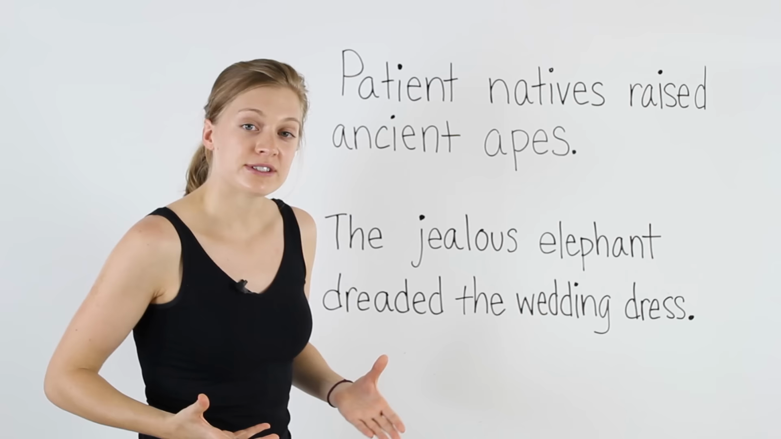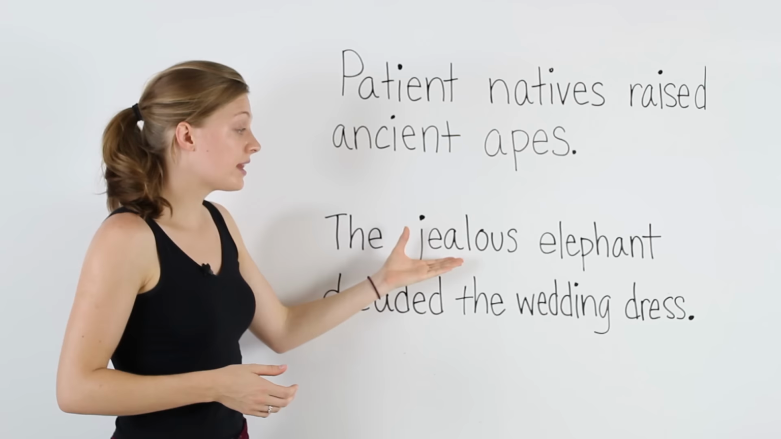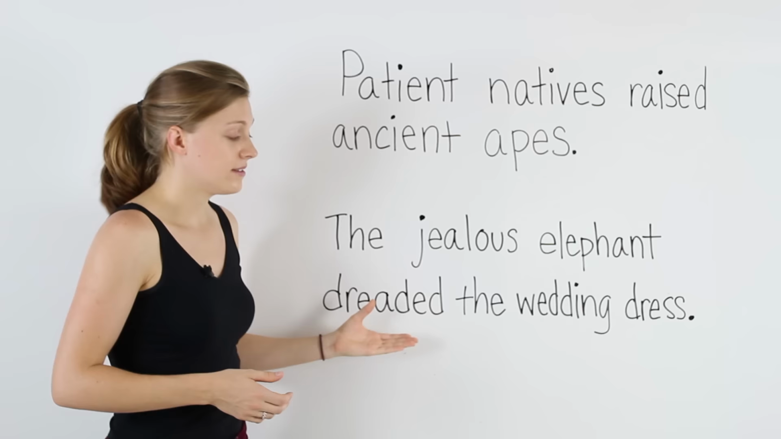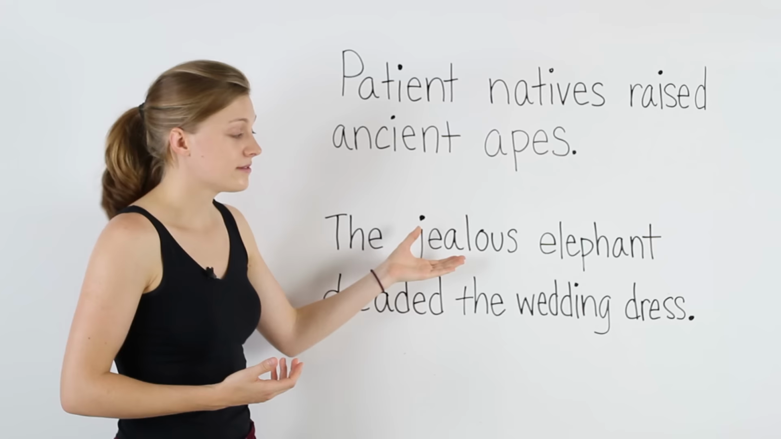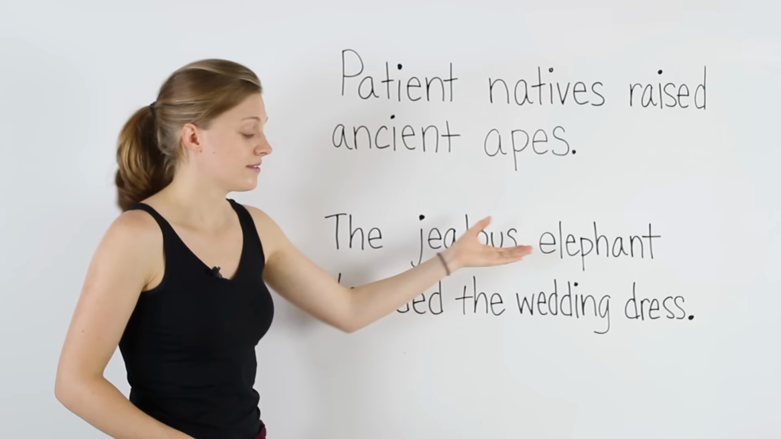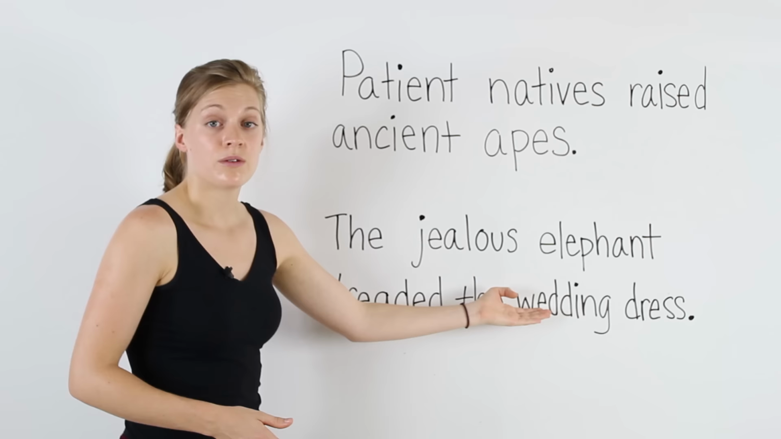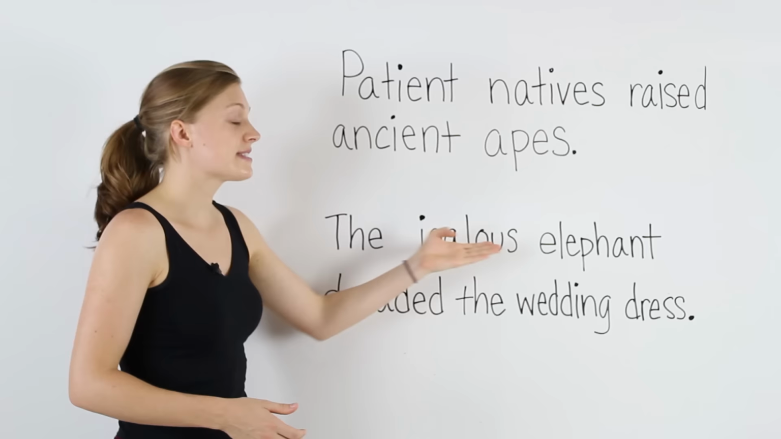Now our second sentence focuses on the sound eh. The jealous elephant dreaded the wedding dress. Now repeat with me. The jealous elephant dreaded the wedding dress.